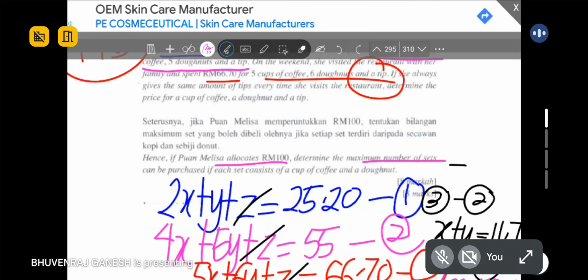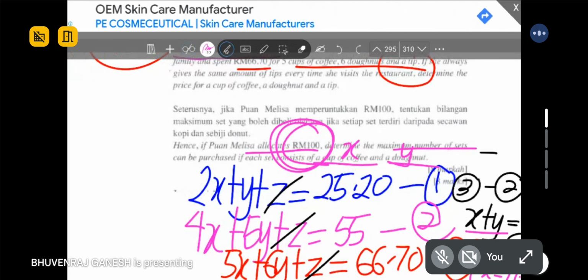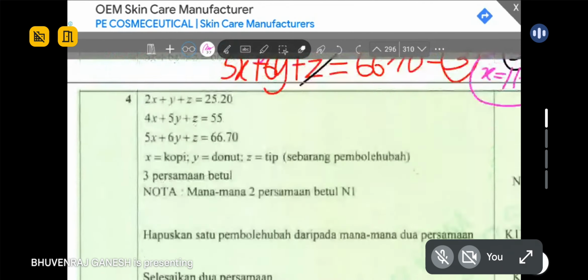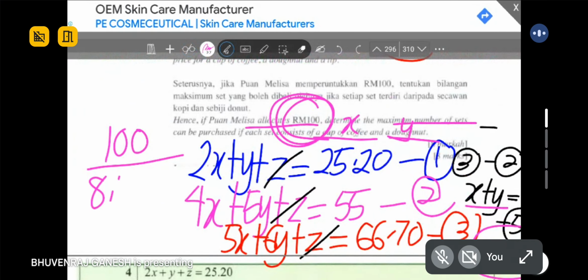So they ask you to find the maximum number of sets if each set consists of a cup of coffee and donut. So X and Y. So RM 100, guys. 100 ni peruntukan dia. So it means you take RM 100, divide by the price of coffee and donut. So X is 850, Y is 320. So you find the total, because you want to find the number of sets, guys. So you just press the calculator, 8.5 and then 100 over answer. So the answer is 8.547.